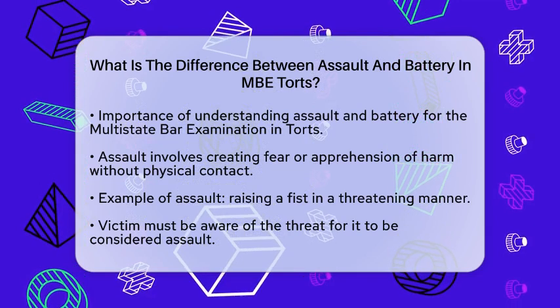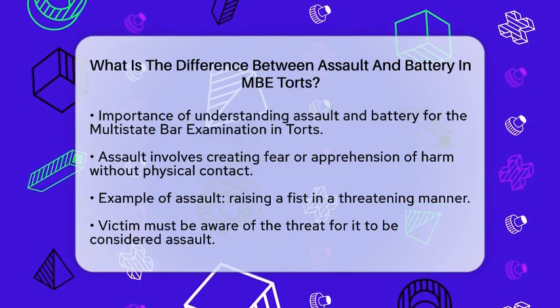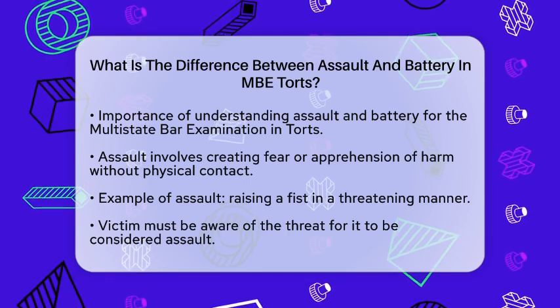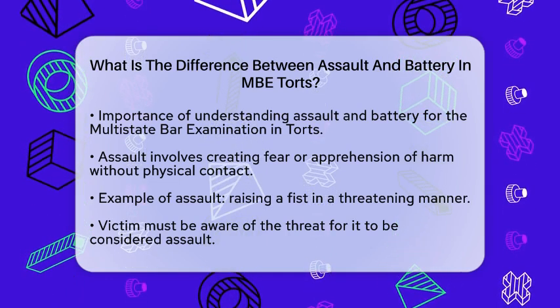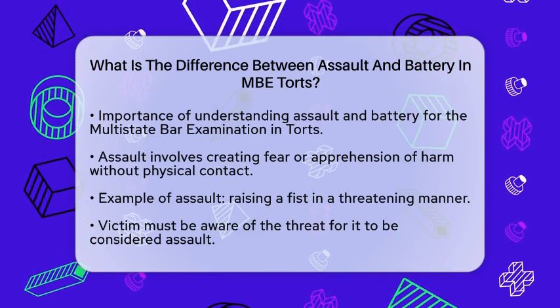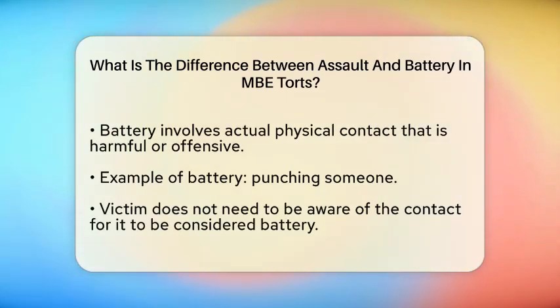First, let's talk about assault. Assault is about creating fear or apprehension in someone that they are about to be harmed. It does not require any physical contact. For example, if someone raises their fist in a threatening way, that can be considered assault. The key here is that the person must be aware of the threat. If they are not aware, then it does not count as assault.